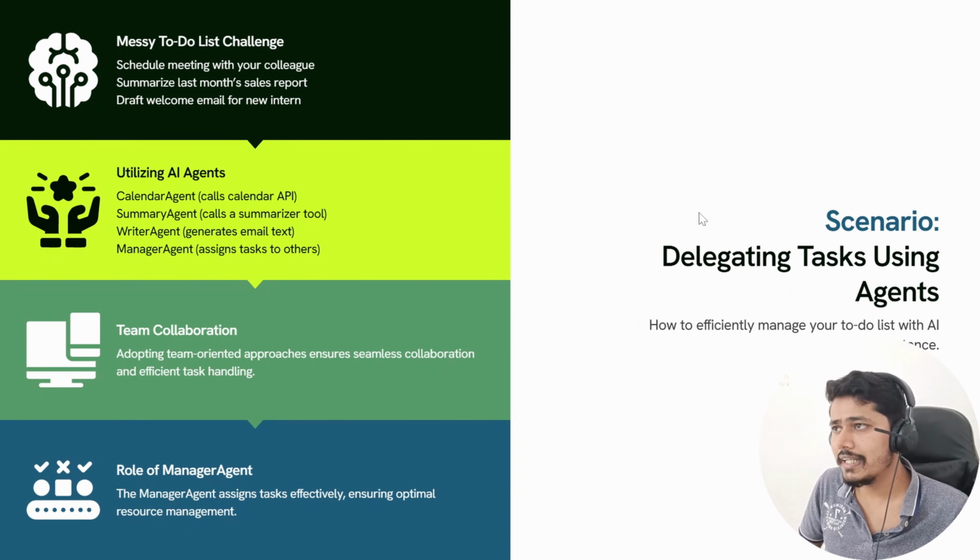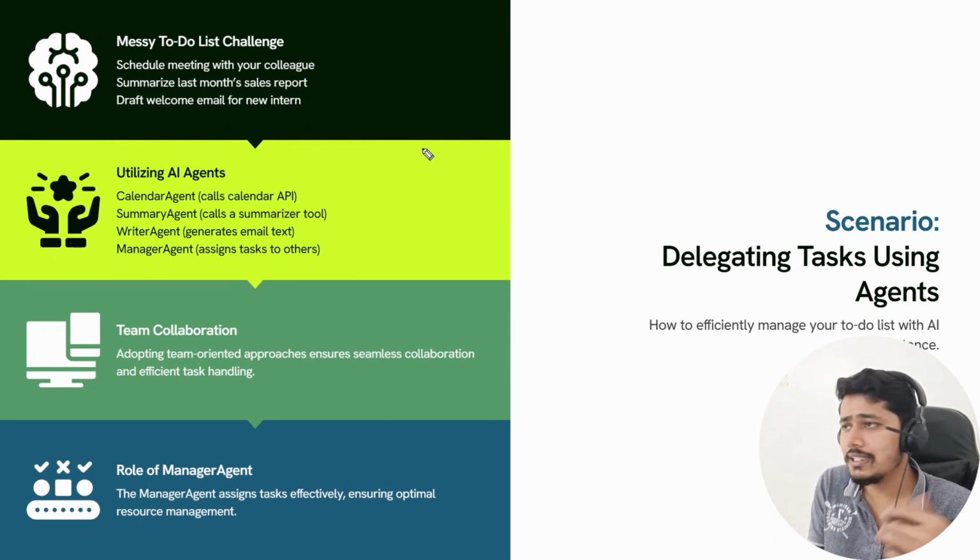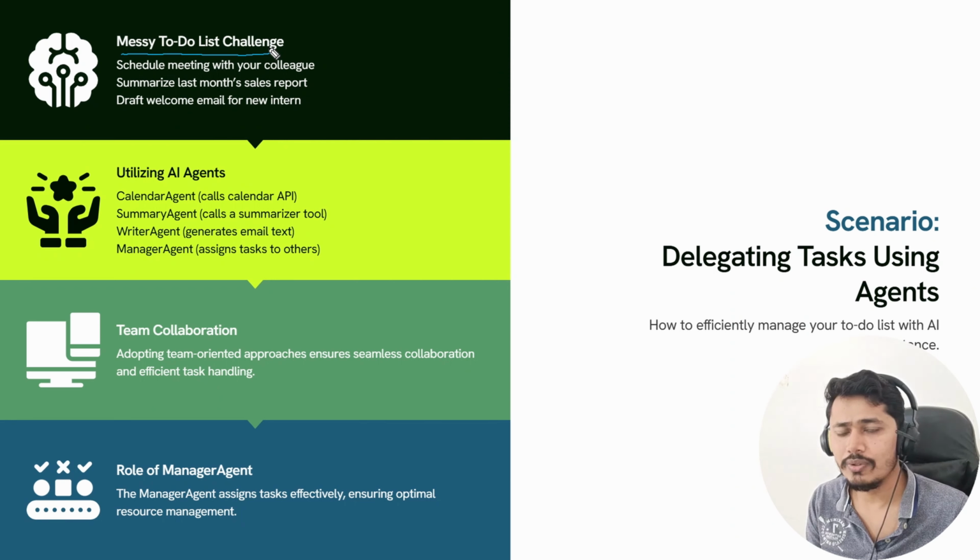Let's see how we can delegate a task with the help of agents, in order to improve efficiency. Let's understand another scenario where you have a to-do list, and that to-do list is currently messy. The list is available in bullet points, and you need to complete those items. For example, you want to schedule a meeting with your colleague, then you want to summarize last month's sales report, and then you want to draft an email for a new intern. So those are the three tasks that you need to complete.